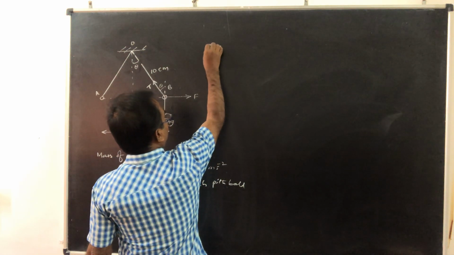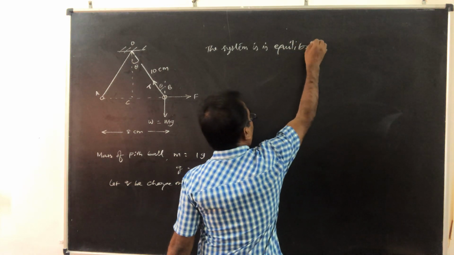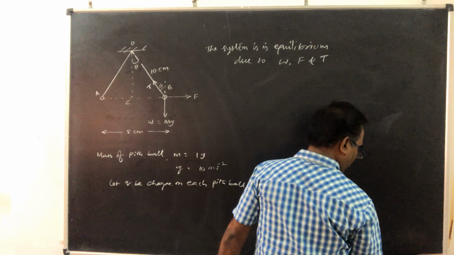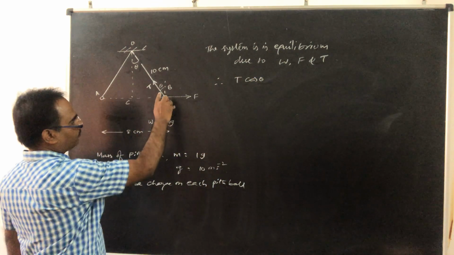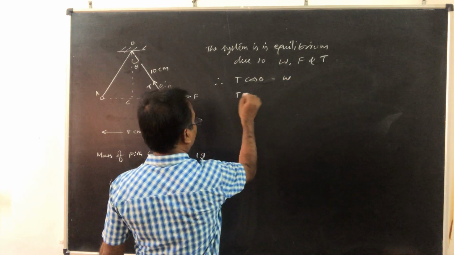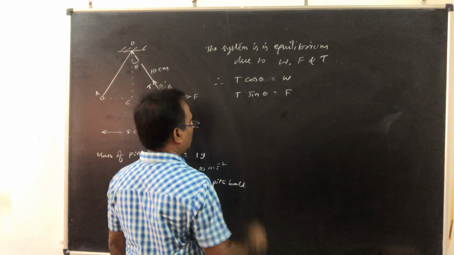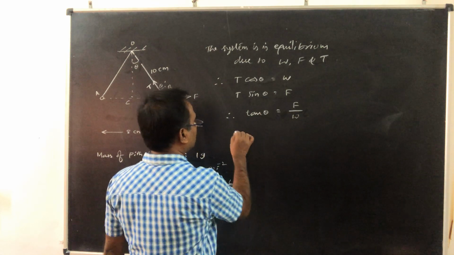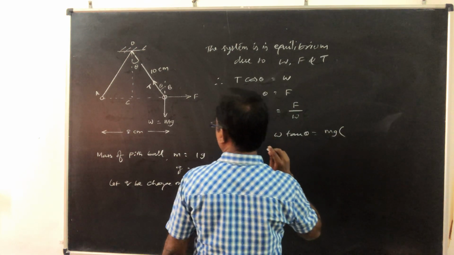From this condition, you can find out this charge. So here, the system is in equilibrium due to W, F and T. Therefore, this T cos theta must be equal to W, and this T sin theta must be equal to F. Therefore, if I divide these two equations, tan theta is equal to F divided by W. Therefore, F is equal to W tan theta. So it is mg tan theta. What is this tan theta?